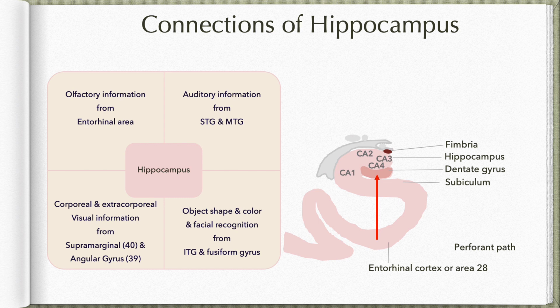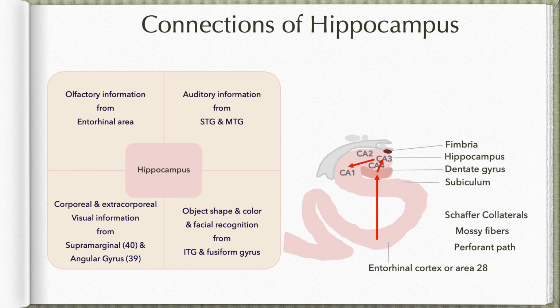Firstly, all this information will be reaching the entorhinal cortex, which will send direct input to the dentate gyrus. This direct pathway connecting the entorhinal cortex to the dentate gyrus is known as the perforant path. From here, the fibers are sent from the dentate gyrus to the CA3 area. Those are known as mossy fibers. They are the axons of the granule cells present here.